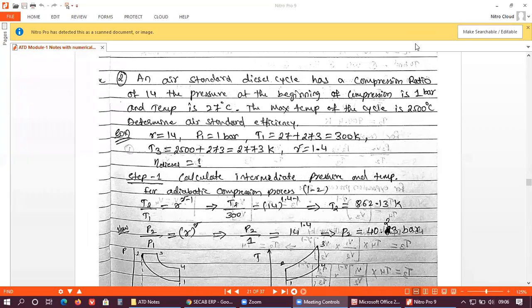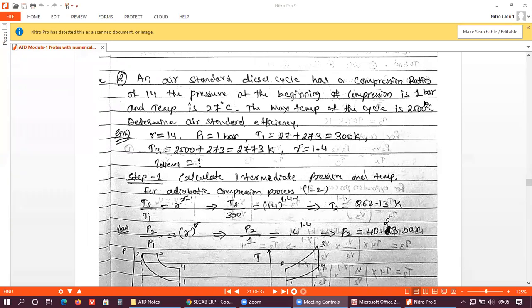Okay, this is the problem statement. So what is it? It is a very simple problem, no doubt. It is related to the diesel cycle, right? An air standard diesel cycle with a compression ratio of 14. So here the value of r is 14.